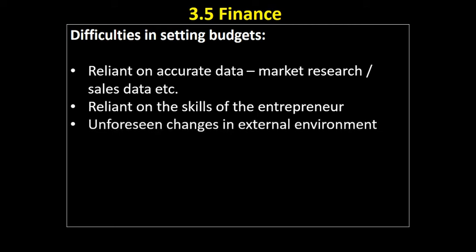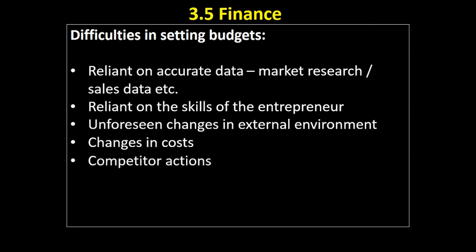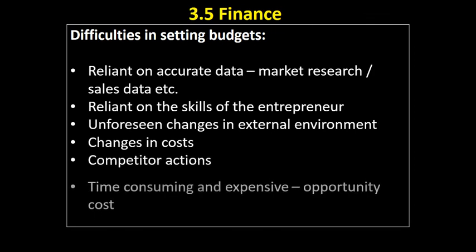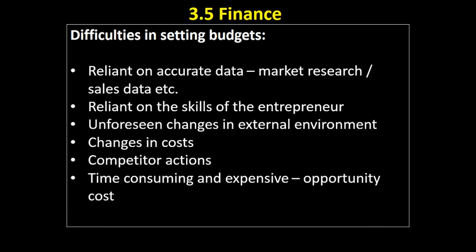There can be unforeseen changes in the external environment. Changes in costs are quite common. The value of the pound has deteriorated by about 20% since the vote to leave the EU, since the Brexit vote. If you're importing raw materials, that will have had a real impact on your costs, which might have been difficult to predict. The actions of competitors could make it difficult for you to set an accurate sales budget, for example, or a revenue budget.